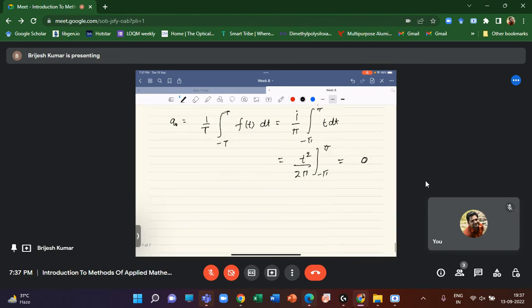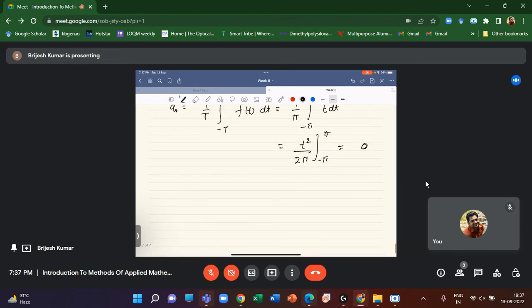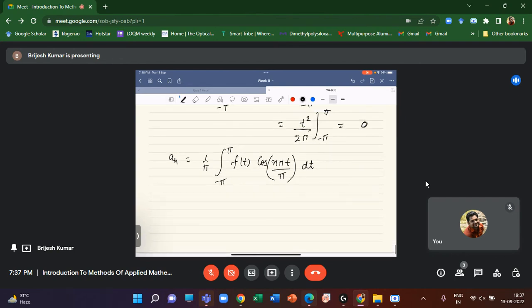Okay, a0 will be 0. Again, if we write an, so an will be 1 upon pi, integral from minus pi to pi of f of t cos n pi t upon pi dt. So n will go from 1 to 3 like that.